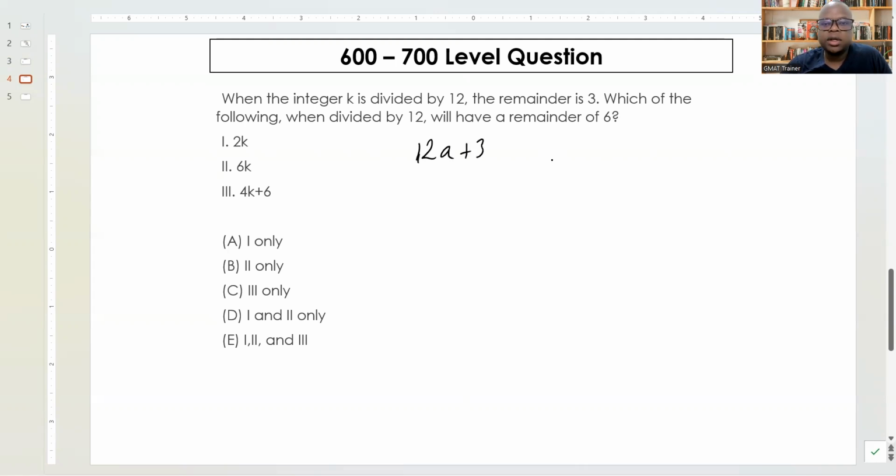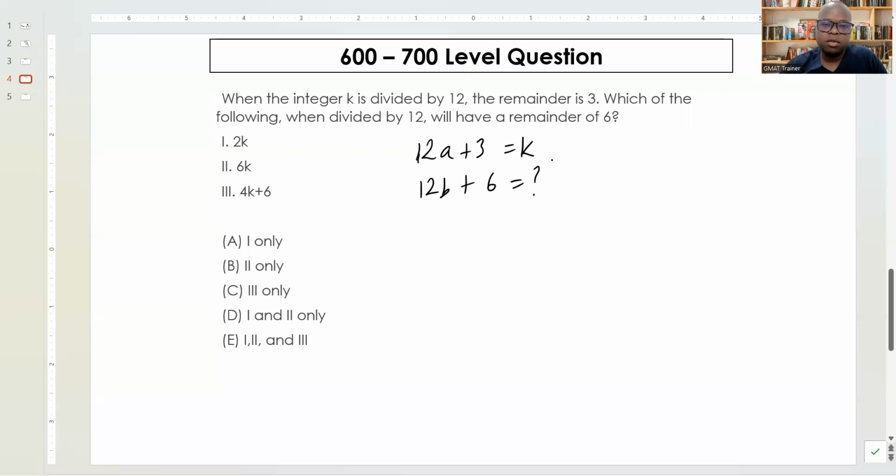12a plus 3 is equal to k. Yeah, that is the form that you have. So we are being asked for a number which, when divided by 12, will have a remainder of 6. So let's say 12b plus 6 will be equal to each form. Of these numbers here, is it 2k, 6k, or 4k plus 6? So that is the question being asked.